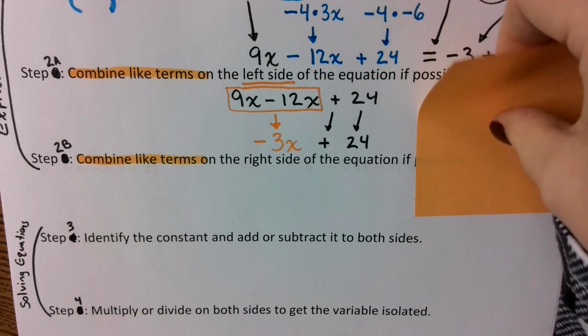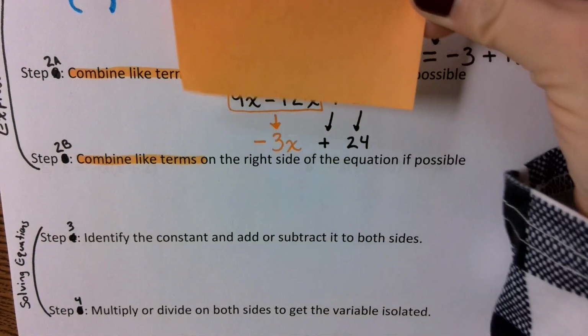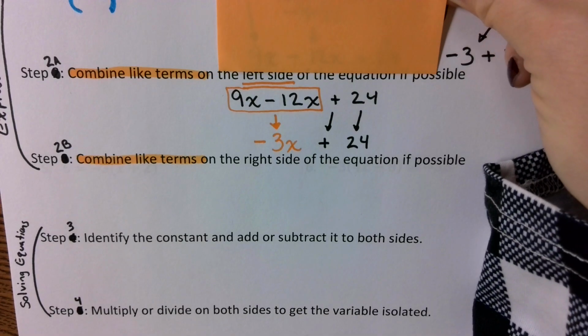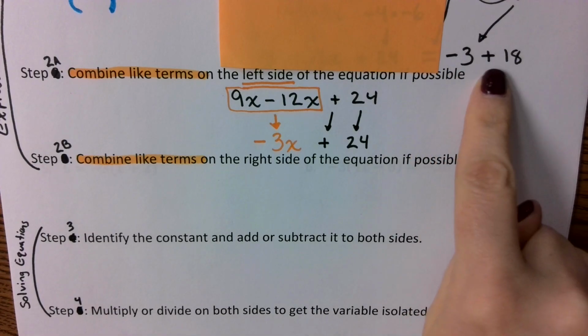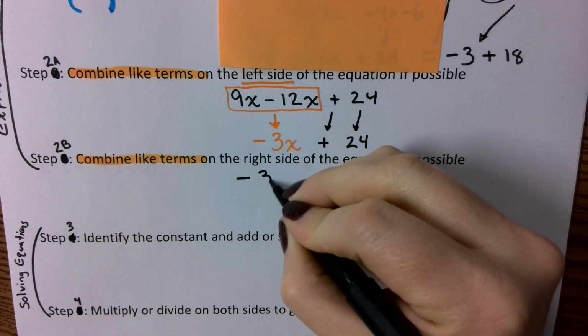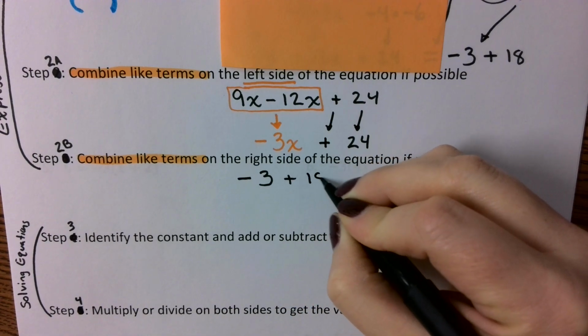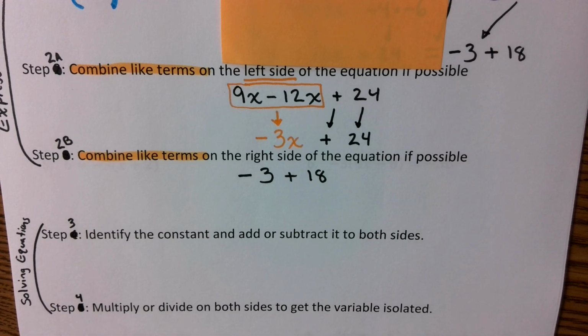Now we're going to do the same thing again. We're going to take that sticky note, and this time we're going to cover up the left side of our equation. So here's our right side. This is the right side. So that's what we're going to focus on now, the negative 3 plus the 18. Can we simplify that? Yes, they're both numbers. We can simplify that.